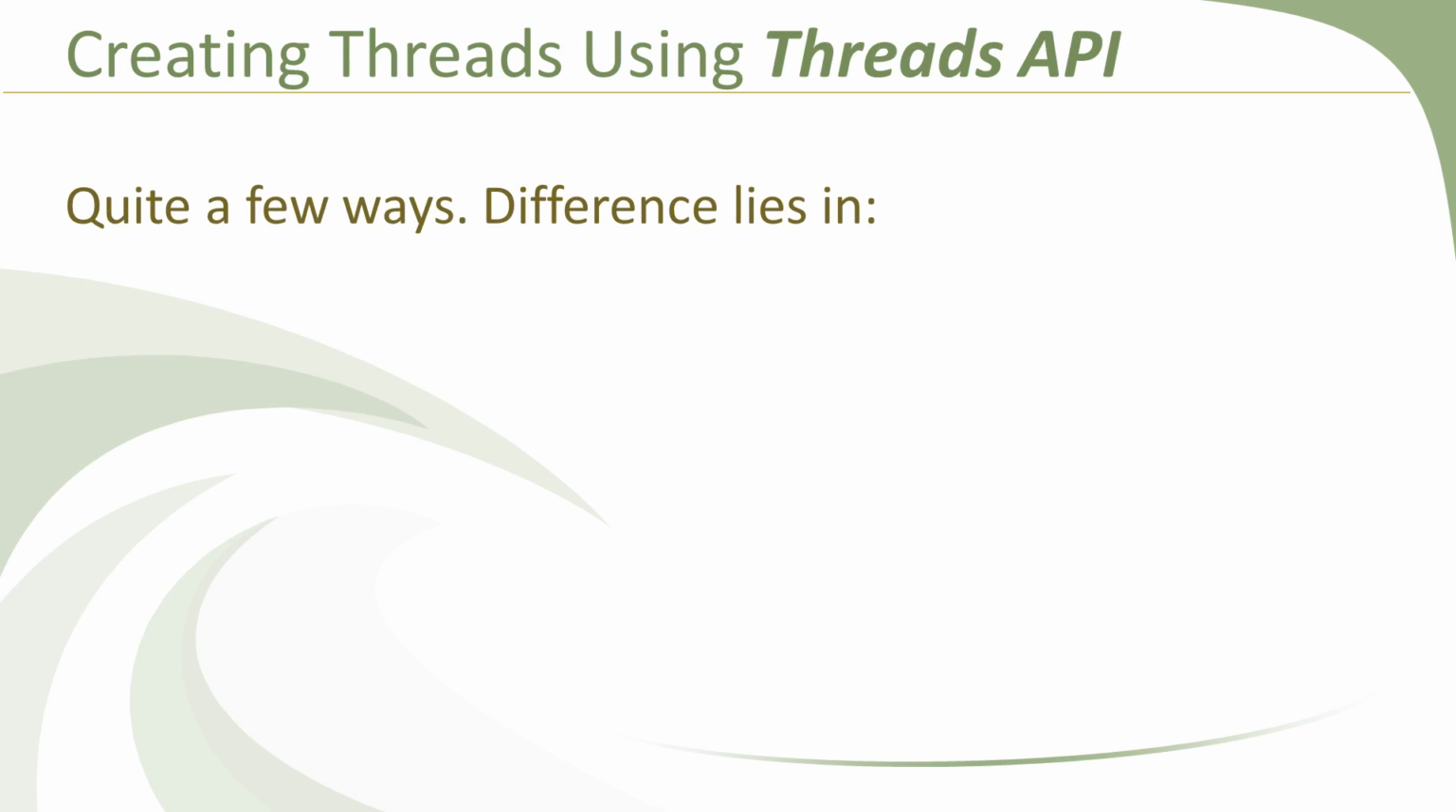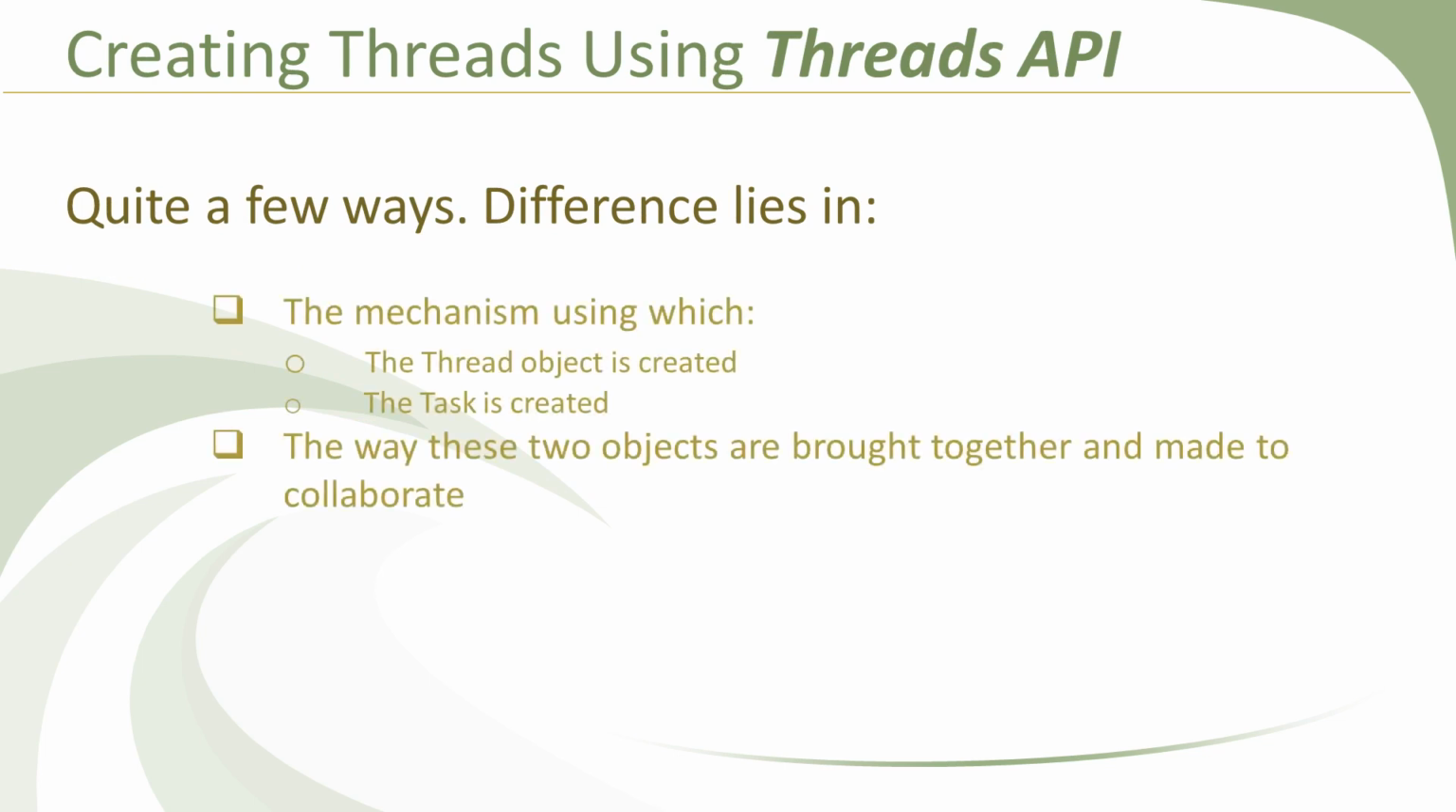There are a few techniques to create and run threads using the threads API. And all those techniques differ only in two ways. Number one, the way we create the thread class object and the runnable implementation. And number two, how we provide the runnable object to the thread class object so that a separate thread of execution can be spawned and the task can be executed in that. Alright, time to look at some code now.